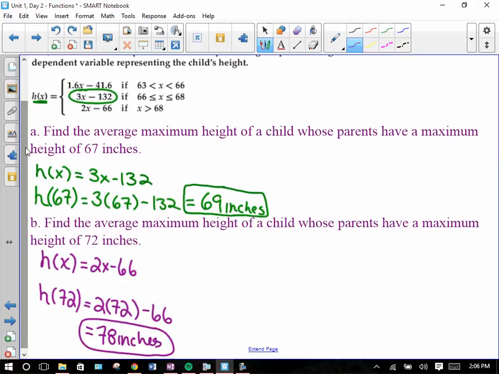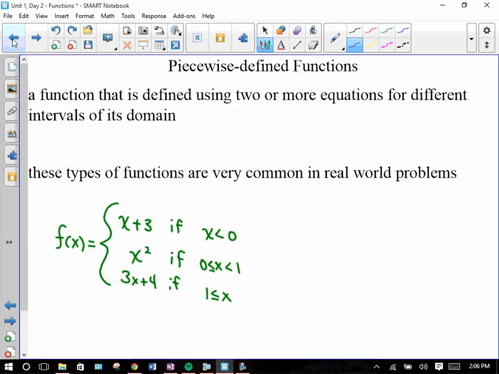Questions so far? That's pretty straightforward? Your homework, instead of a word problem like this, is going to give you something like this. It's going to have some kind of equation, and it's going to say, find f of 5 and f of 0.